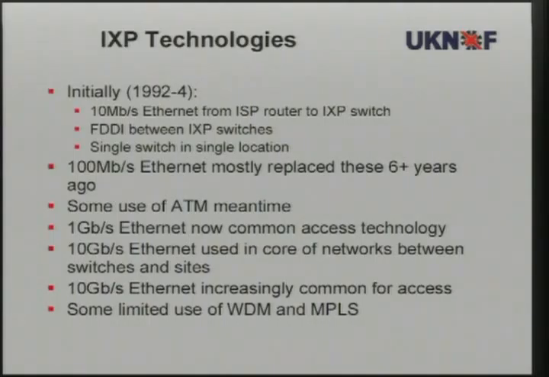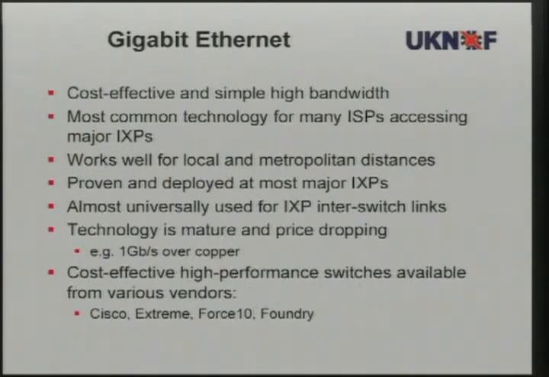One way of bodging around the 10 gig limit is to use things like WDM, MPLS, other kinds of bandwidth multiplying technologies. Gigabit Ethernet is good stuff. It's cost effective, it's high bandwidth, it's cheap, gives you more capacity than most users or SMEs might ever want to use. Very common now. It works between one rack and another over copper. It will work over metropolitan distances, tens of miles, kilometers. Most ISPs use it. It's almost universally used to connect switches together.